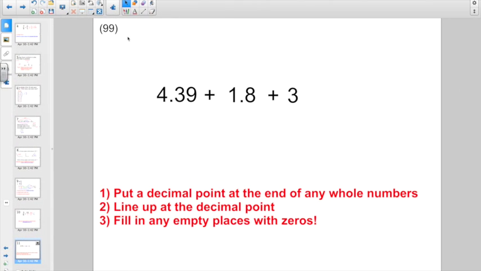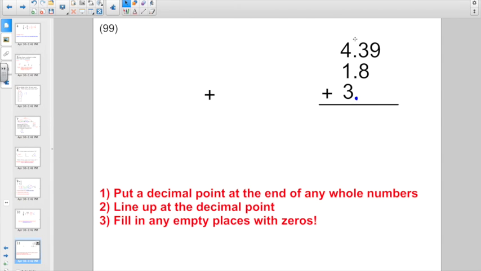Check out this one coming at us from lesson 99. We have 4 and 39 hundredths plus 1 and 8 tenths plus 3. Remember, if one of the numbers has a decimal point on it, they all must have a decimal point on it. Then I'm going to go and line up the numbers at the decimal point. So I got my numbers lined up nice, neat, and straight at my decimal point.